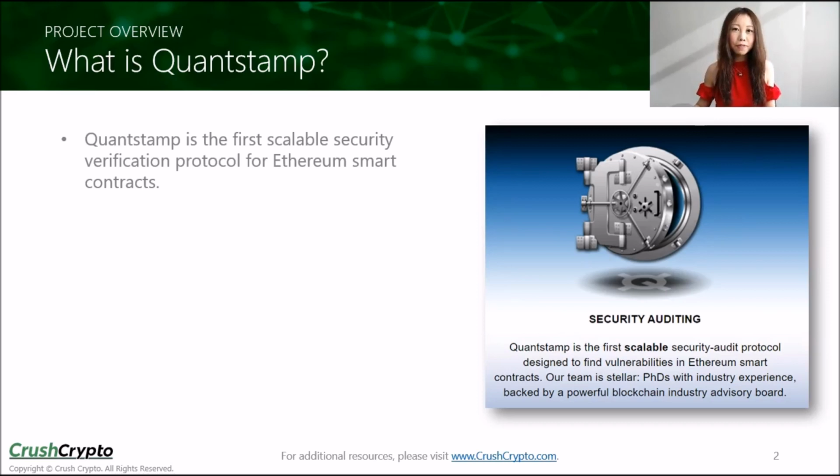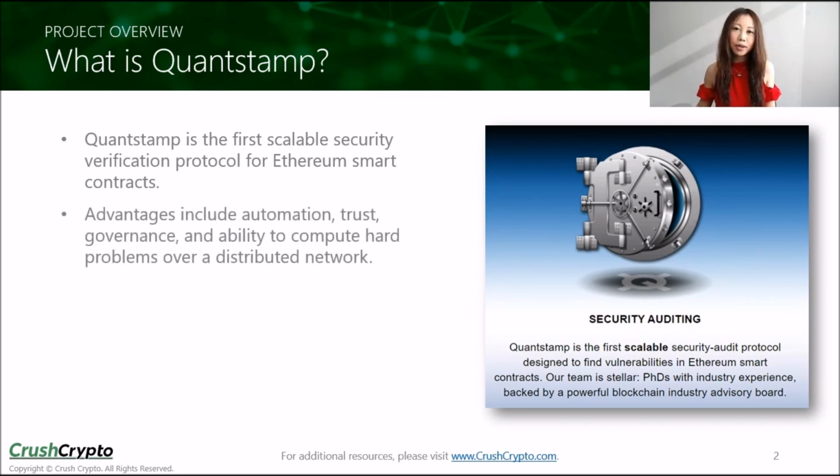Quantstamp is a security verification protocol for smart contracts that improves the security of Ethereum. They claim to be the first scalable security audit protocol that can find vulnerabilities in Ethereum smart contracts. The advantages of their protocol include automation, trust, governance, and the ability to compute hard problems over a distributed network.